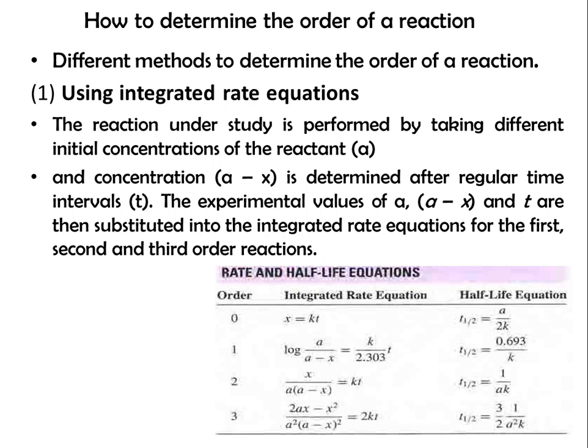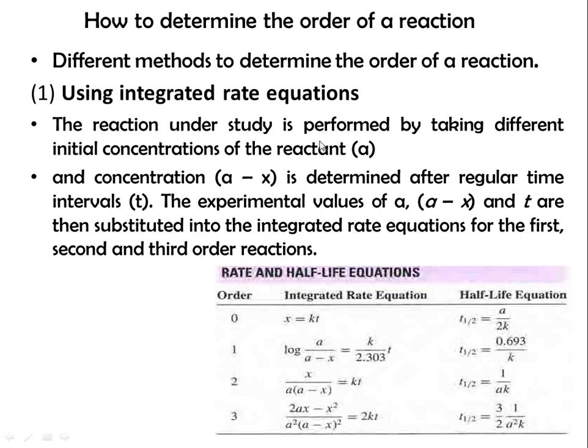Let us discuss how to determine the order of reaction. There are a total of 5 different methods to determine the order of reaction, so let us see them one by one. The first method is using integrated rate equations.